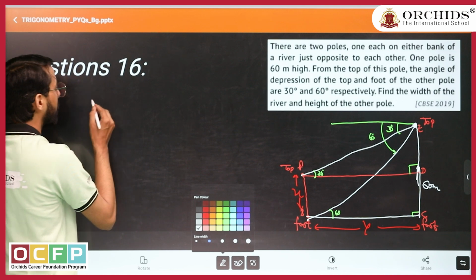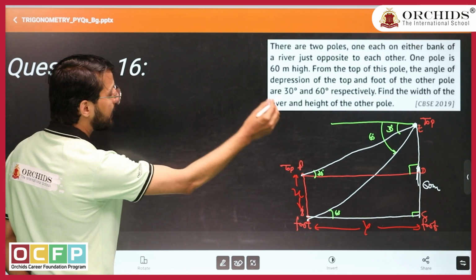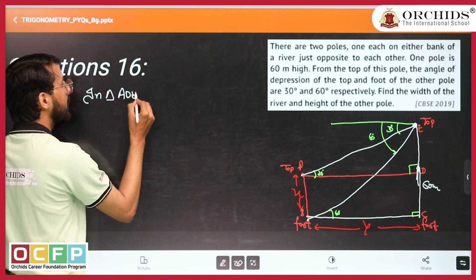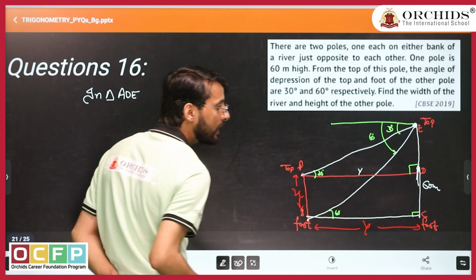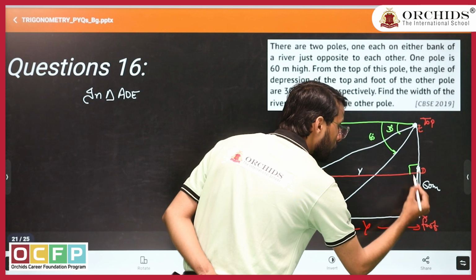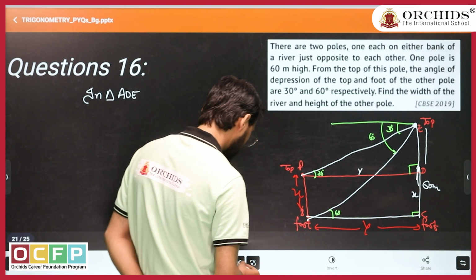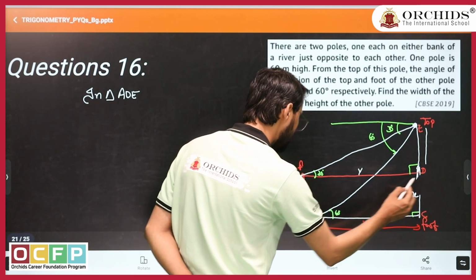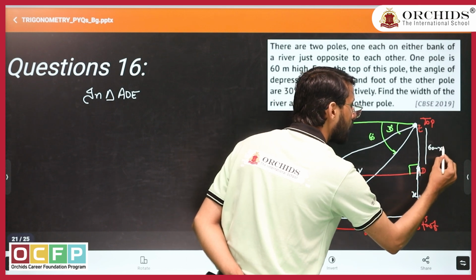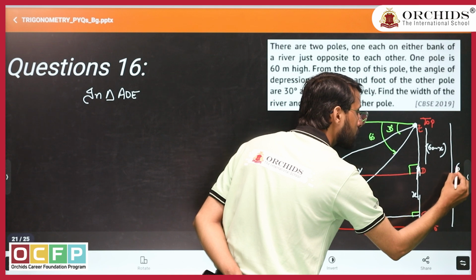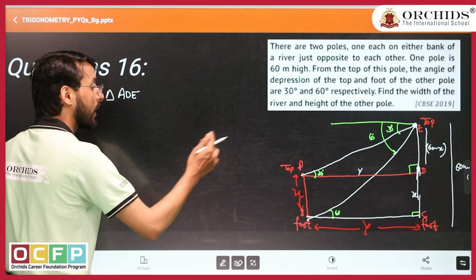Let's see the first one. In triangle ADE, if this is Y, this part is also Y. If this is X, this part is also X. And what is this value? E to D. Total length is 60 meter. So E to D length will be what? 60 minus X meter, because the total length is 60 meter. Correct? Now take AD and solve accordingly.